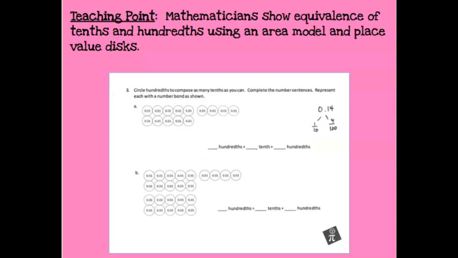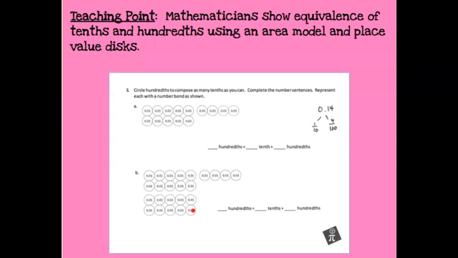So here we've got a variety of different representations. We've got place value discs, we've got a number bond, we've got some decimals, we've got some fractions, plus we have it in unit form. So this is really giving students an opportunity to just compare a whole ton of stuff going on here.